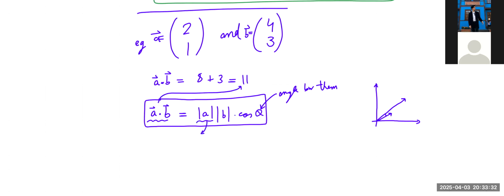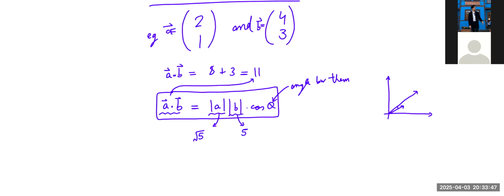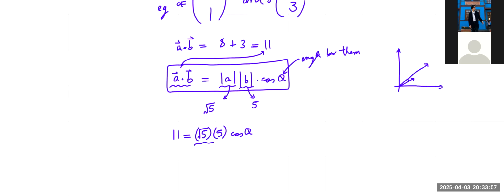The magnitude of A is the square root of 2 squared plus 1 squared. Magnitude of B is the square root of 4 squared plus 3 squared, which is 16 plus 9, which is 25. That's going to be exactly 5. And then plug everything into the formula. We don't know the angle yet, so we can't plug in anything there. 11 equals the root of 5 times 5 times cosine of the angle between them. If I divide both sides by this mess, I'll end up with this.